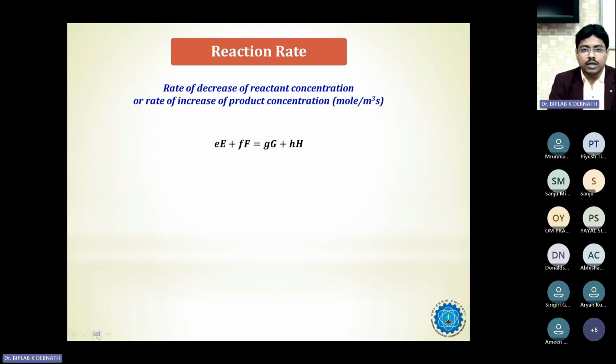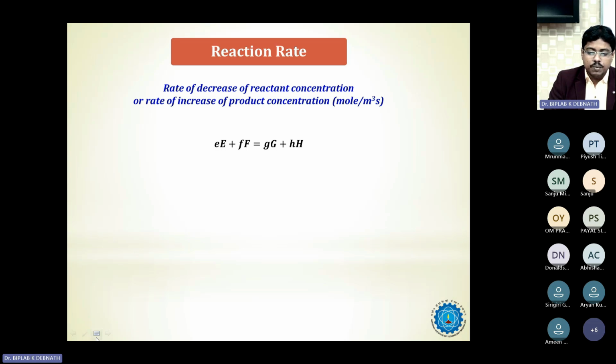If you want to do a chemical reaction and if you want to have something out of it, then definitely the reaction should proceed towards the forward direction. So when it moves towards the forward direction, the concentration of the products should gradually increase and the concentration of the reactants should gradually decrease. So as far as the reaction rate is concerned, it is the rate of decrease of reactant concentration or the rate of increase of product concentration. Its unit is mole per meter cube second.